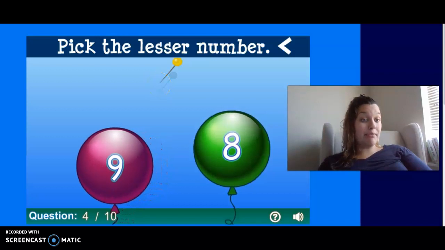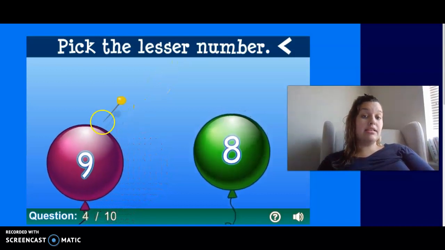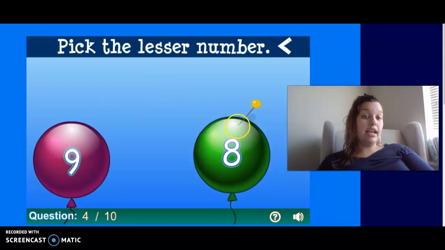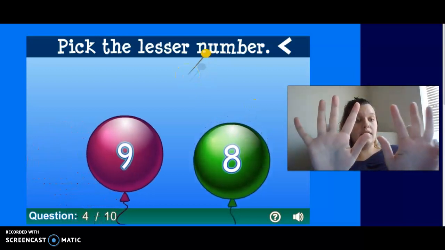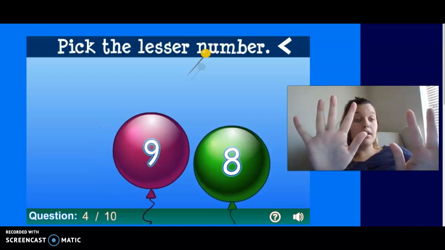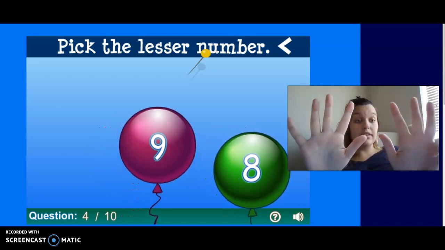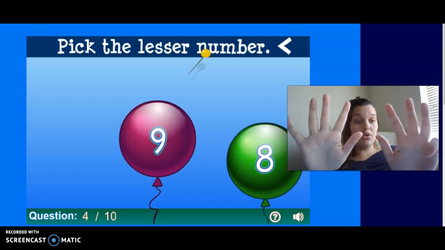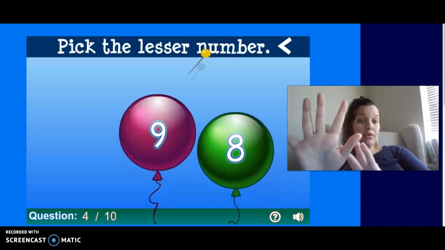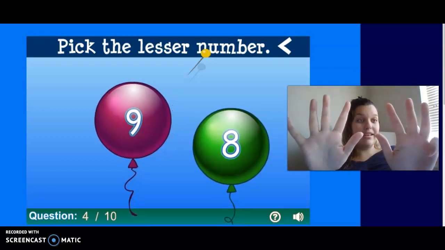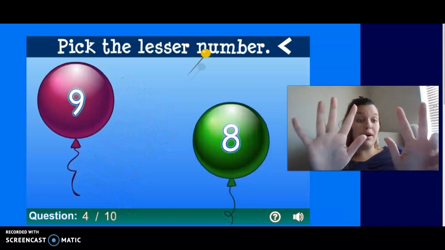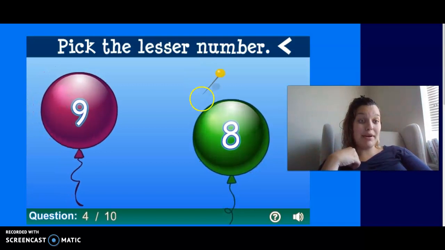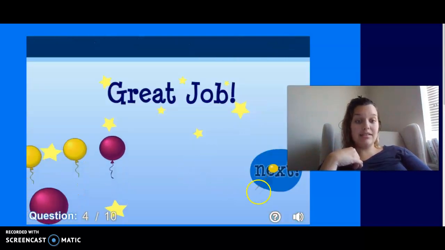Pick the lesser number. So the numbers that is smaller. We have 9 and we have 8. So here's 9. Do I have to count up or go greater to get to 8? Or do I come down and have less? I come down and I have less. So what is our smaller number or lesser number? 8.